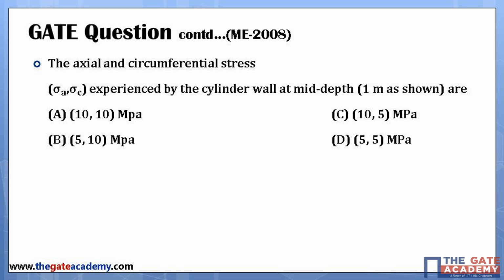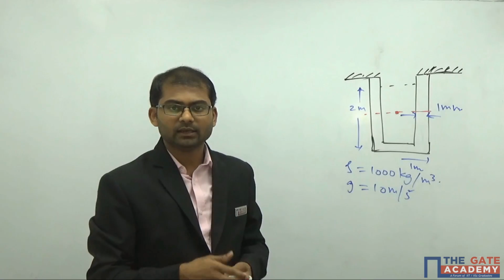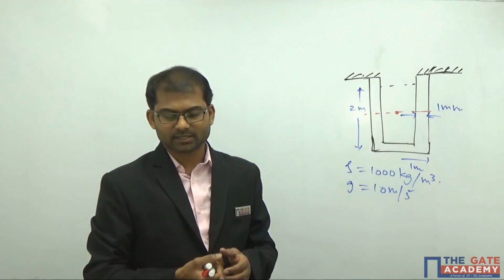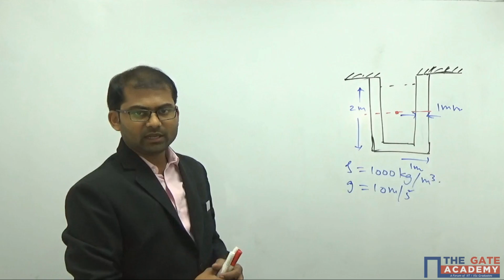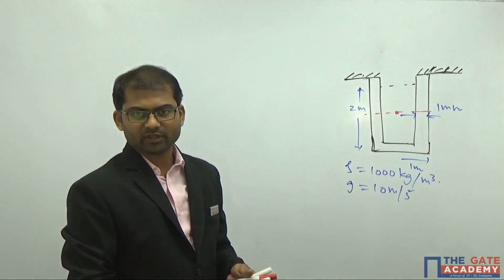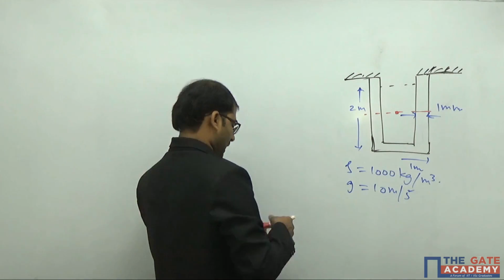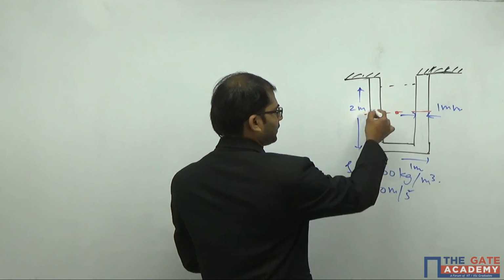So in this question they are asking us to find out the circumferential stress and axial stress, that means sigma c and sigma a, at a height which is at the midpoint. So at this midpoint we have to get the values of circumferential stress and the longitudinal or axial stress there. Basically we know the formula for circumferential stress. So at this height we have to get the value of circumferential stress.